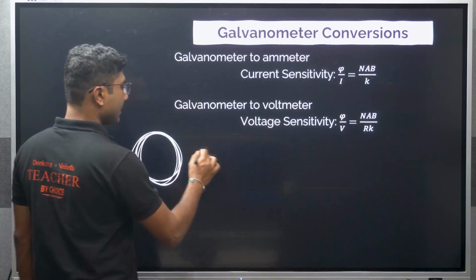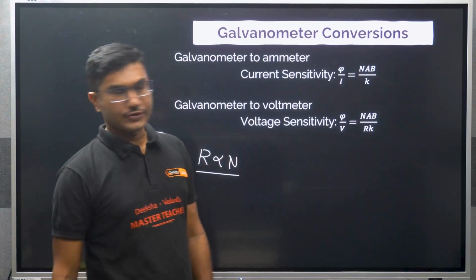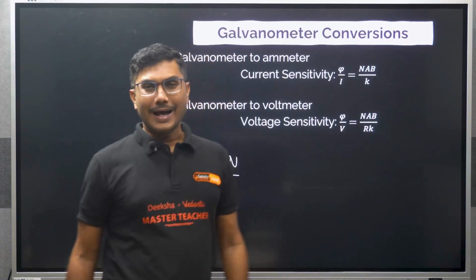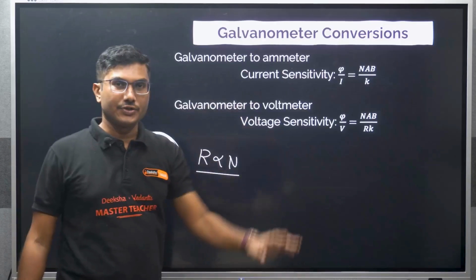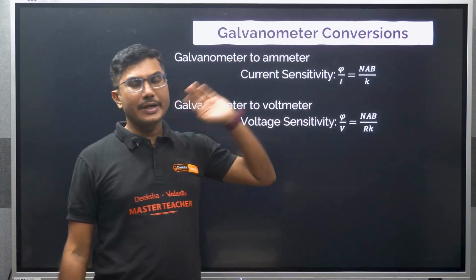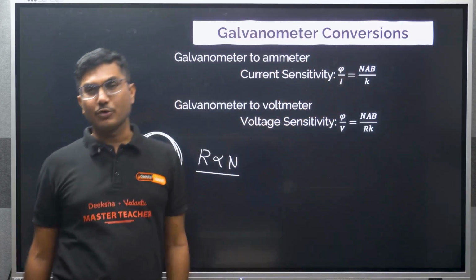Resistance is directly proportional to the number of turns. More turns means more resistance. So by only increasing the number of turns, the voltage sensitivity will not change. Voltage sensitivity is independent of the number of turns, whereas current sensitivity is directly proportional to the number of turns.